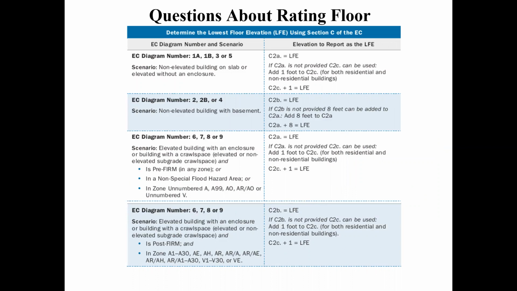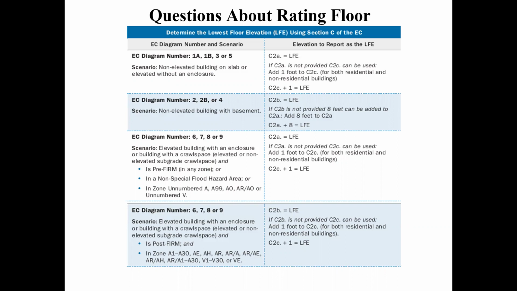So I just wanted to show you a little bit more about the relationship between the rating floor and the elevation certificate. Again, these are from the flood insurance manual that came out in October. So the slab on grade buildings, it's your C2A. So that's the top of the bottom floor. Like I said, it's just a slab on grade. And then for a building with a basement, it's your next higher floor, which of course would be the floor above the basement. So it's C2B. And if there's not a C2B, then you can use C2A plus 8 feet. And then again, 6, 7, 8, or 9 have the same rules.